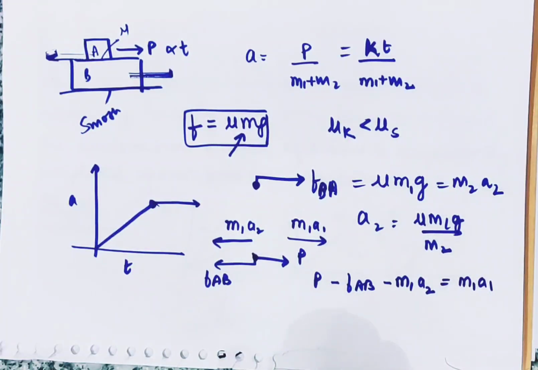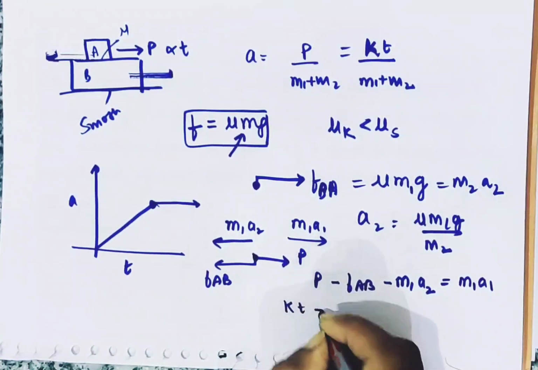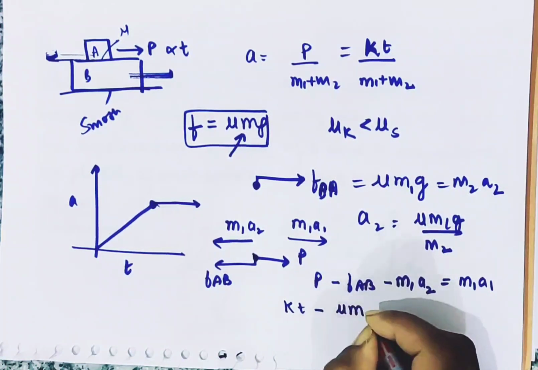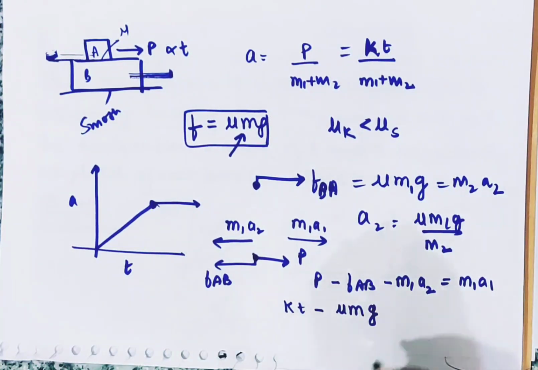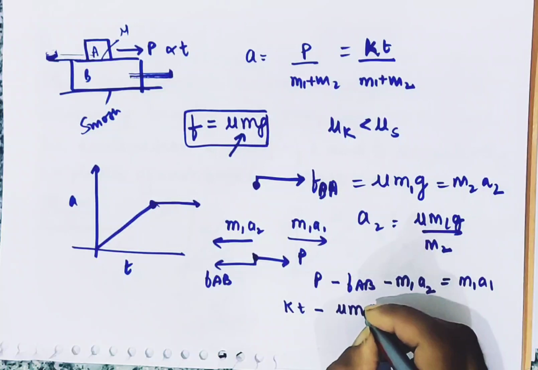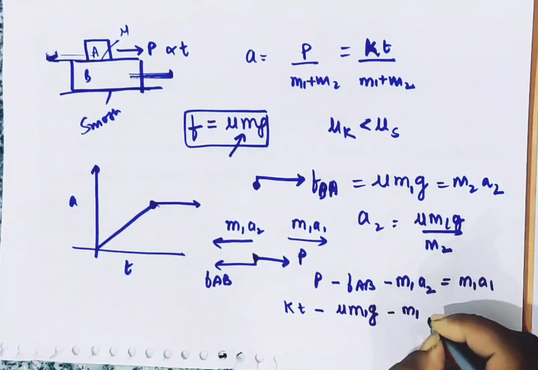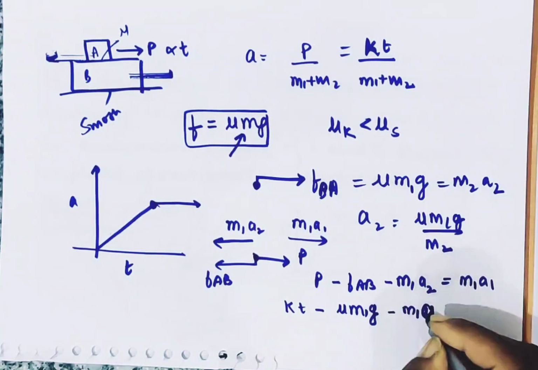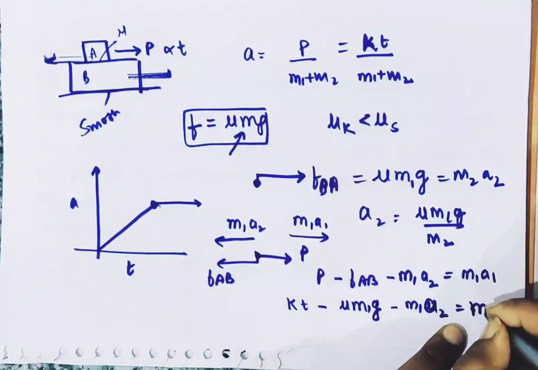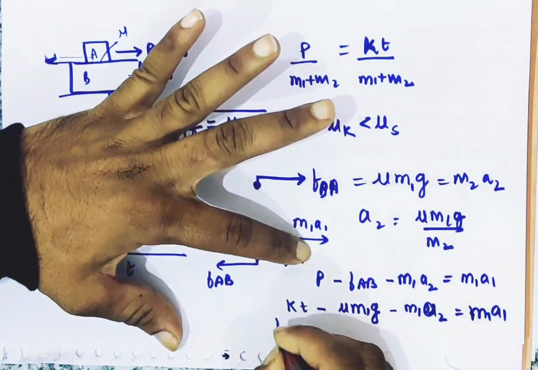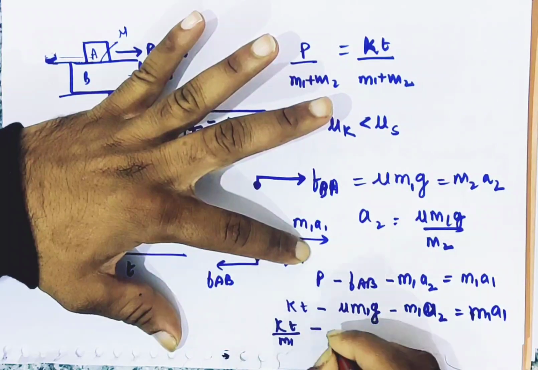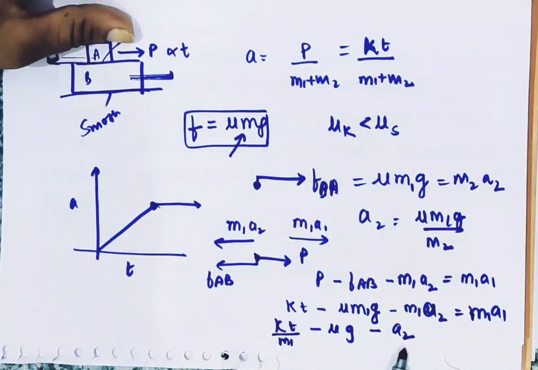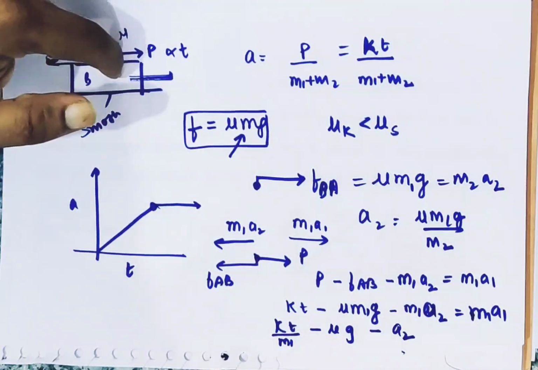m1a1 equals kt minus FAB, where FAB is the force mu m1g, minus m1 into a2. I'll tell you why I'm writing it like this. So if we find the acceleration a1, we get kt by m1 minus mu g minus a2. So this is the acceleration with respect to the block B.